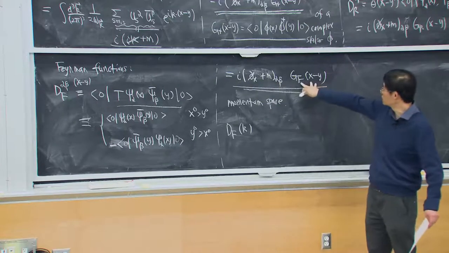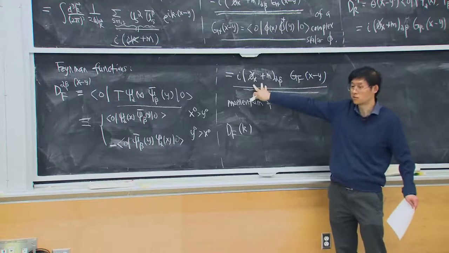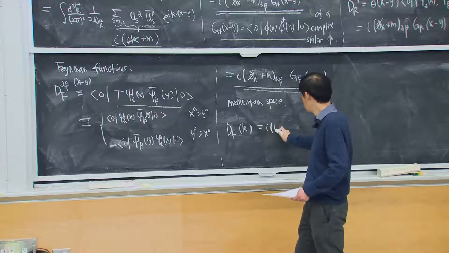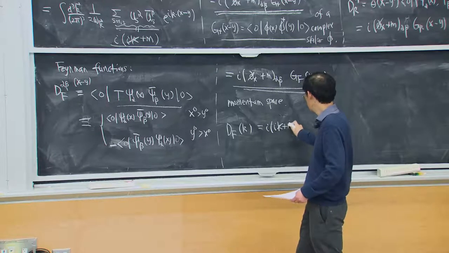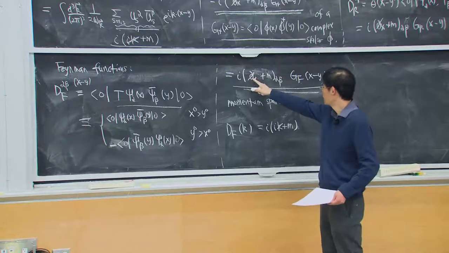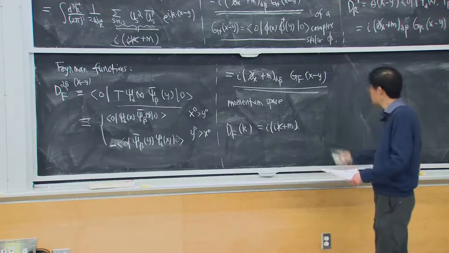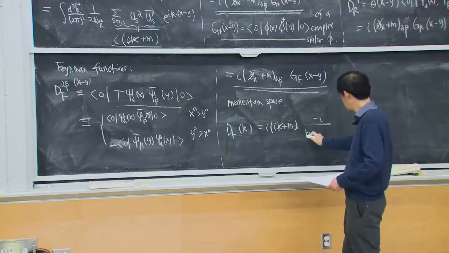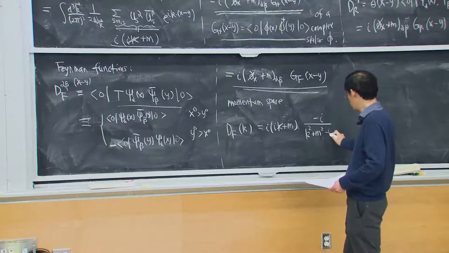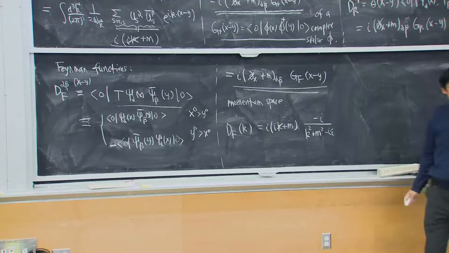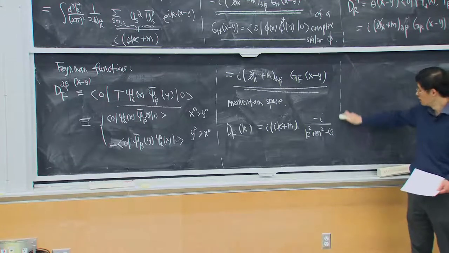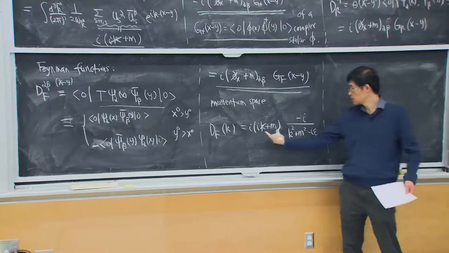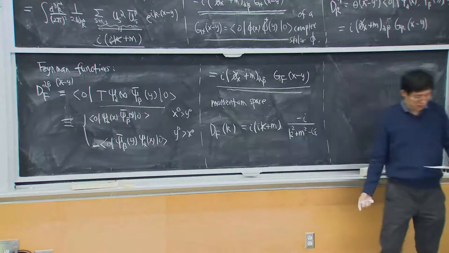This is easy. We know how to do this Fourier transform, and this just gives us some factor of k. So we essentially just get ik slash plus m. The i partial x slash just becomes ik slash, and then we just plug in the expression for the scalar propagator, which is given by this. This is a C number. This is a matrix.